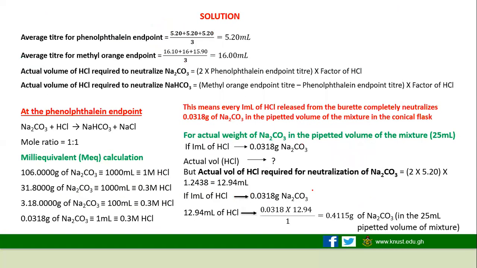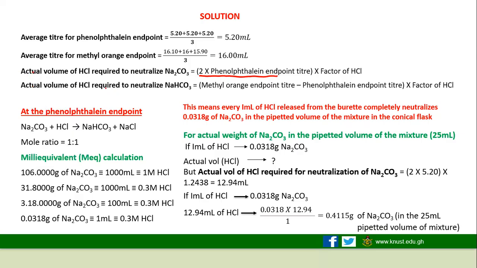Good. So we found the average titer for the phenolphthalein endpoint, the sum of the 3 different values divided by 3. We found the average for the methyl-orange endpoint, right? Now we are saying that the actual volume of HCl required to neutralize this will be 2 times the phenolphthalein endpoint, right? Good. And then we'll multiply that by the factor to get the actual volume.